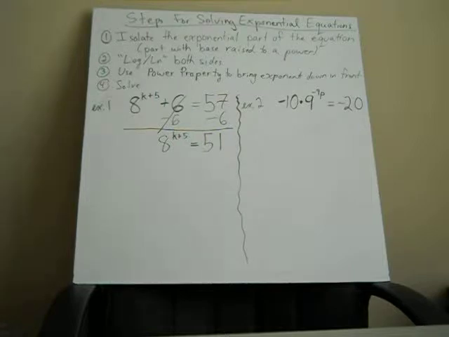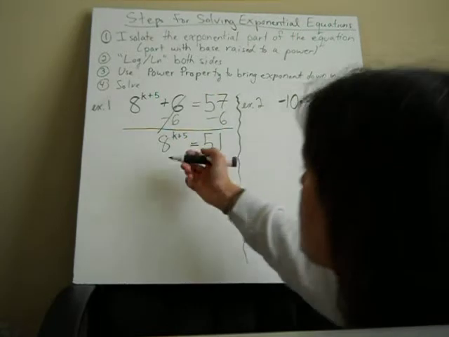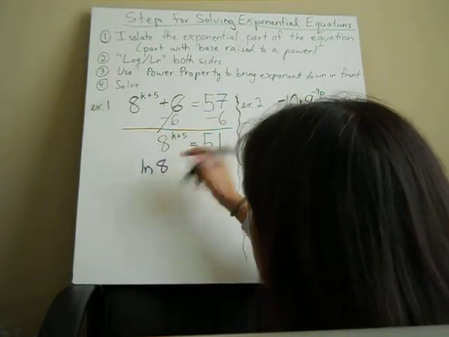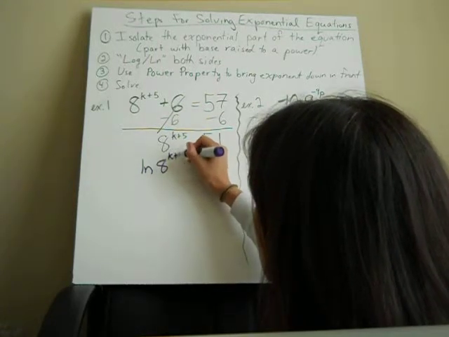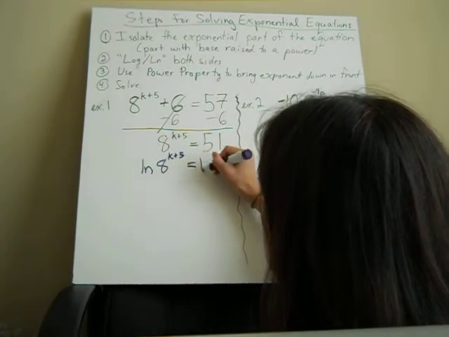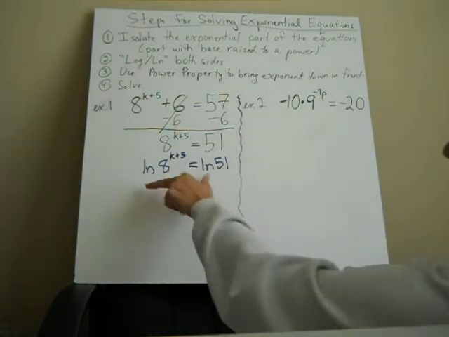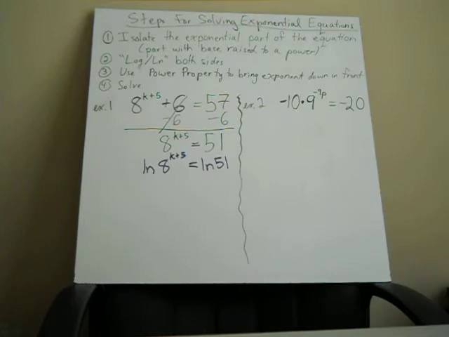Step 2 is to log or natural log both sides. You honestly could use log of any base. You use natural log a whole lot in pre-calculus and calculus, so I'm going to start trying to get you in the habit of using natural log. So you just put an ln in front of what you've got on each side. So this becomes the natural log of 8 to the k plus 5 is equal to the natural log of 51. Keeping in mind that golden rule, whatever you do to one side, you do to the other.